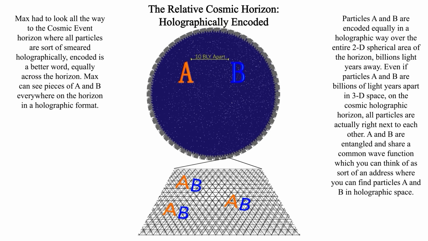Even if particles A and B are billions of light years apart in 3D space, on the cosmic holographic horizon, our particles are actually right next to each other. A and B are entangled and share a common wave function, which you can think of sort of as an address where you can find particles A and B in holographic space.